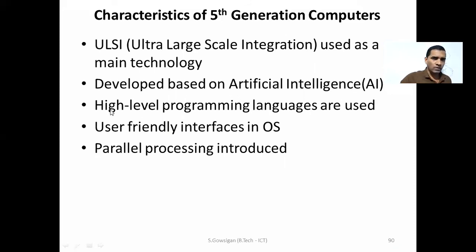Yes, here also high level. I already told you that right from the second generation, high level languages started. In the second generation, both assembly and high level languages were used together. But in the third, fourth and fifth, only high level programming languages are used because they are very familiar to the users. And user friendly interfaces in the OS. This sometimes needs some explanation, but I don't want to, because the word interface is in our syllabus in unit number 5. I briefly explained.